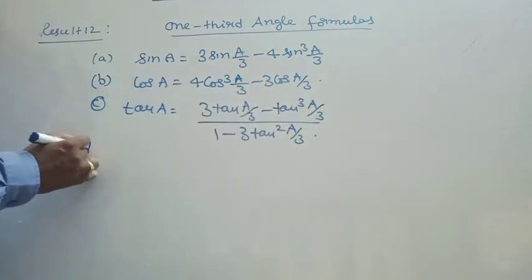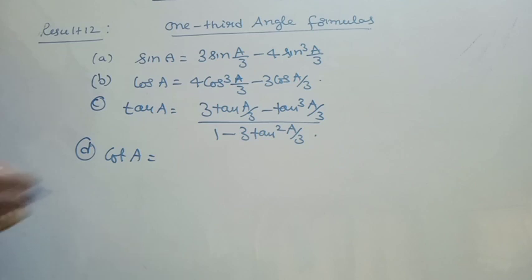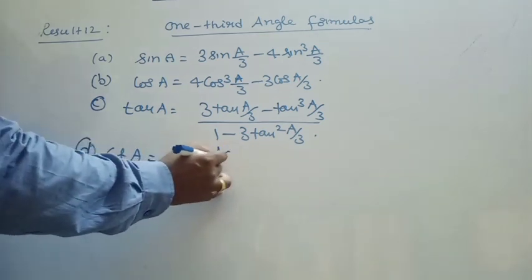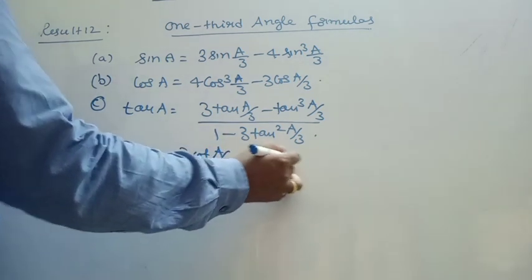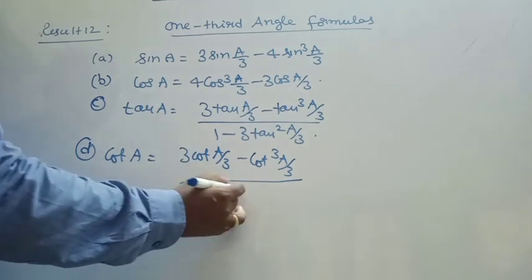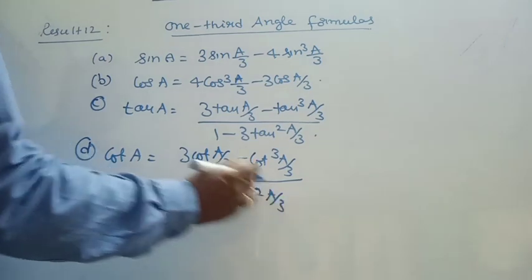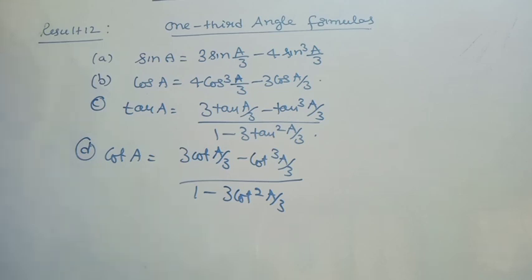In the same way, we have cot a: cot a equals (3 cot a by 3 minus cot cube a by 3) by (1 minus 3 cot square a by 3), which is the same as the previous one. Here only tan is there, here you are having cot. That means for 1/3 angle formulas, whenever the angle is there, you need to take 1/3 of it. By that we are getting all these formulas, which are very, very important.